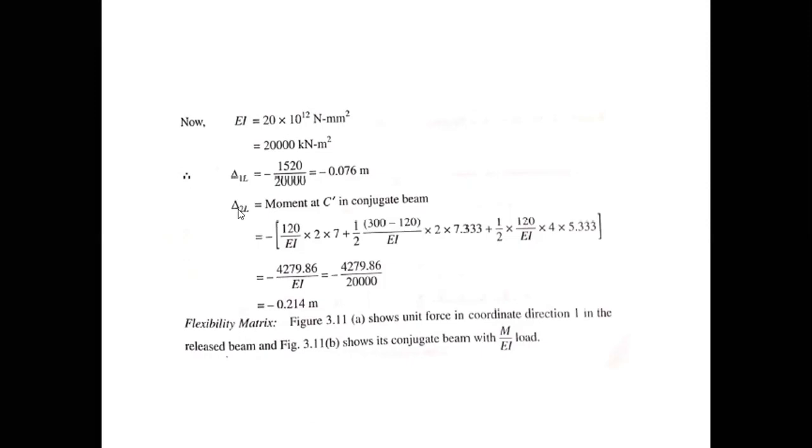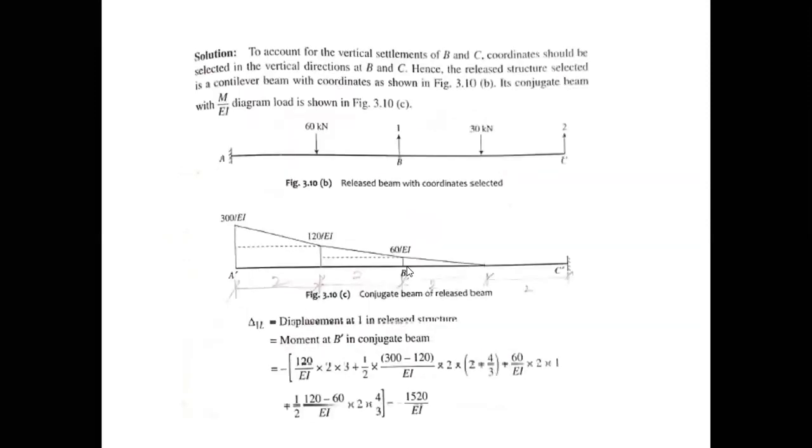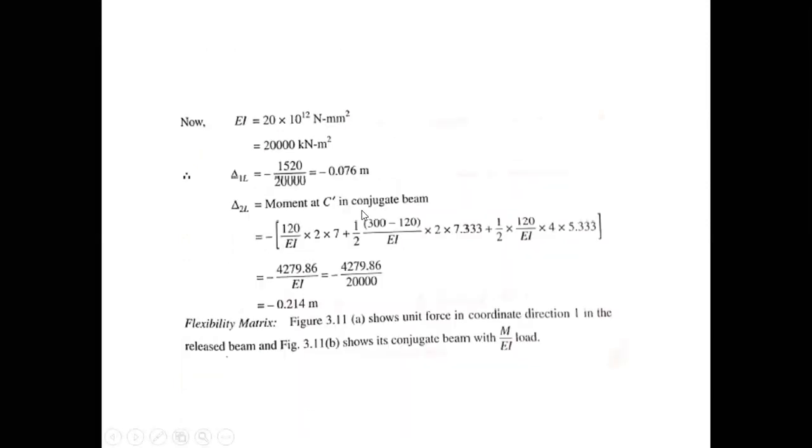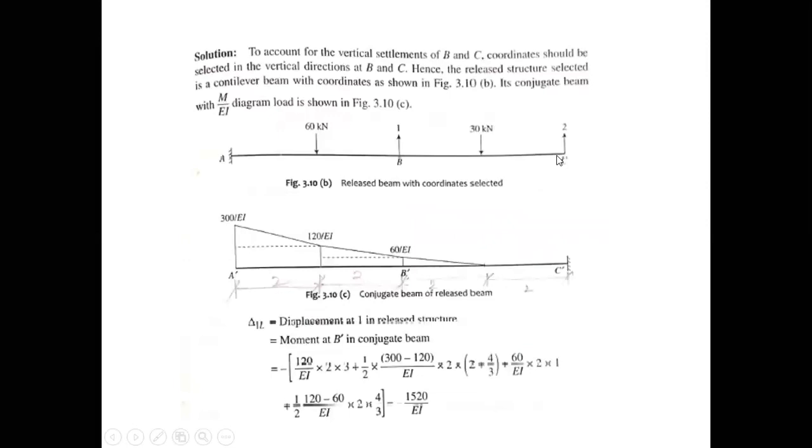Similarly, we'll calculate the displacement due to the loading in the coordinate direction 2. So over here it will be simply the moment at C dash, sorry, coordinate direction 2. Coordinate direction 2 will be the moment over here, that is C dash. So the moment over C dash can be calculated using all this loading, because all this load will act as a moment over here. So we can simply calculate the moment at C dash, and that will give the value of displacement in the coordinate direction C.